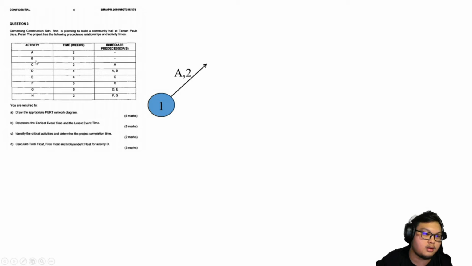Okay, we go to the first activity, which is A. Immediate predecessor: none. So we put here 1 and A. And then the next activity is B. No predecessor. So we draw here. And next C. Predecessor of A. Okay, this is A. So we draw here. We put a 2 here, and we put C from 2 here.